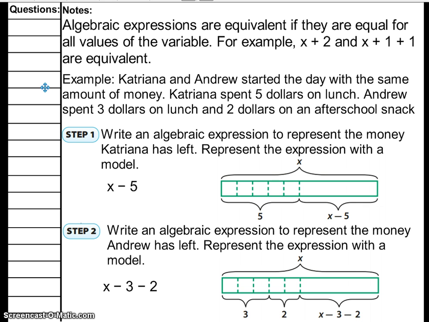So step 1, you want to write an algebraic expression that represents the money that Katrina has left. So let's read it again. It says Katrina spent $5 on lunch. So whatever Katrina started off with is our variable because we don't know that. But we know that she spent 5 of it. So we're going to subtract from whatever she started off with minus 5. So here's our bar model that represents that. Whatever she started off with minus 5.